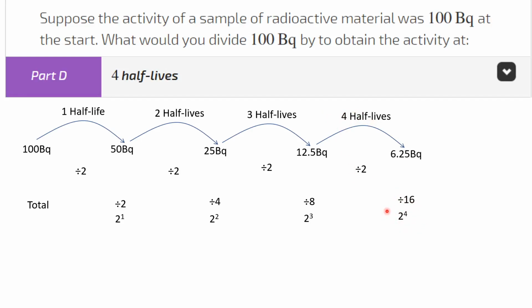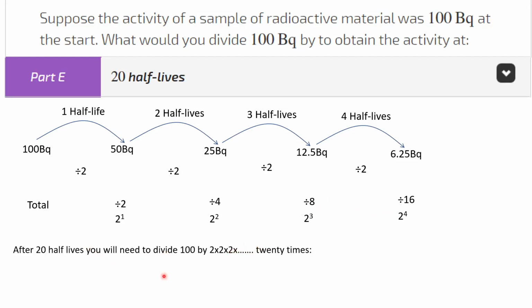So if we wanted to get the 20th half-life, all we have to do is divide 100 by 2 times 2 times 2, 20 times, or it's 2 to the power 20. So the thing we're dividing by is 2 to the power 20. If it was 25 half-lives, it would be 2 to the power 25. 1,000 half-lives, 2 to the power 1,000, and so on. So in this case, for 20 half-lives, 100 divided by 2 to the power 20, which comes out to just over 1 million.